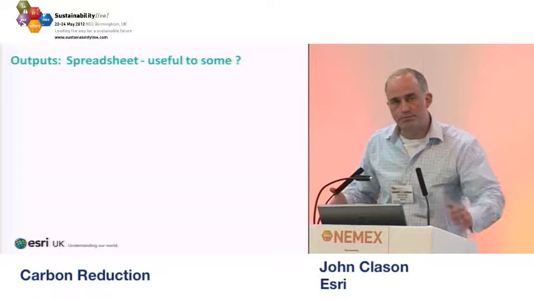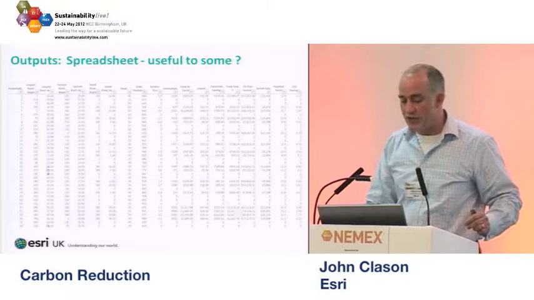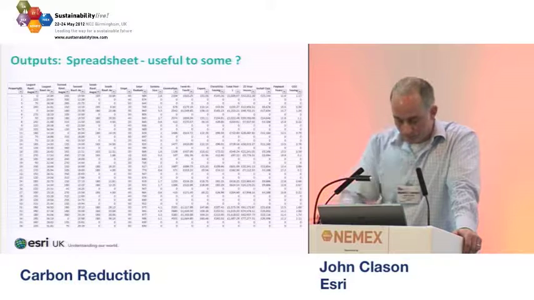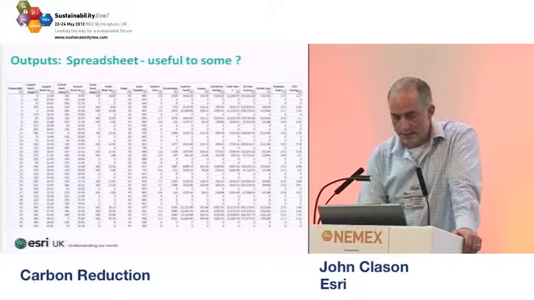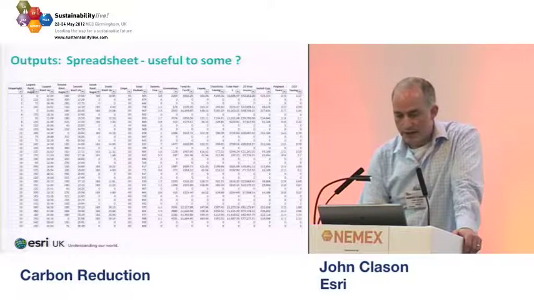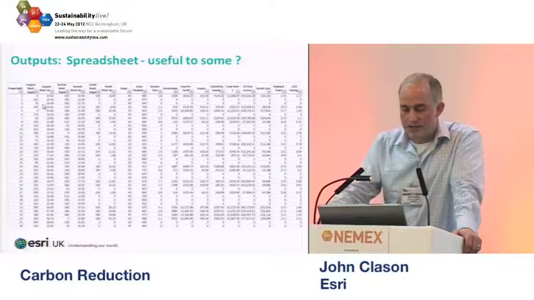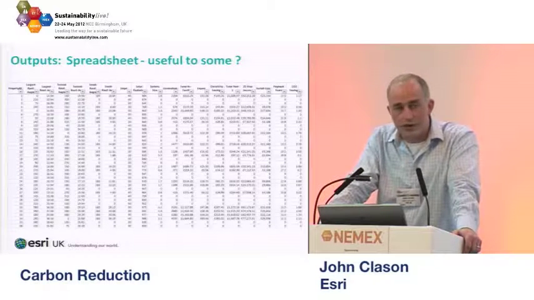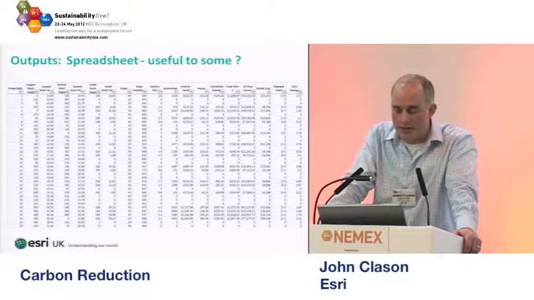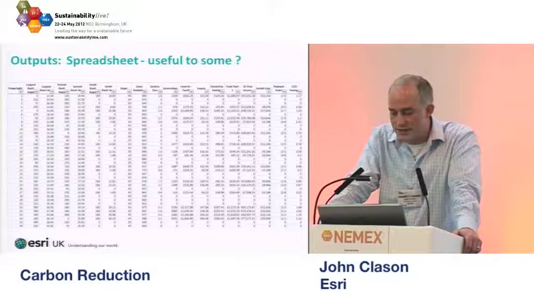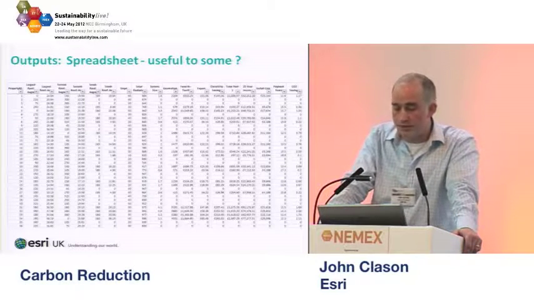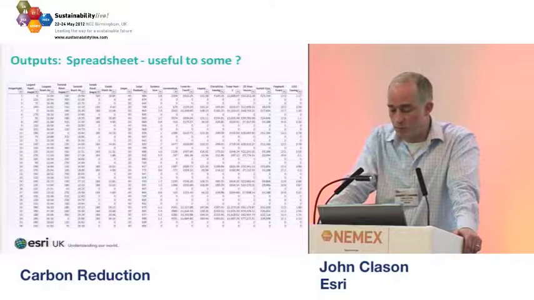And we process all that information, and one of the outputs from it is a spreadsheet, and that's quite useful to some people. It's, in this case, a list of properties and the area of the roof and the potential roof space there might be for solar panels, and then some derived information on the potential payback time, etc., and feed-in tariff rates as they were at the time when this work was done, and also ultimately the potential CO2 savings.